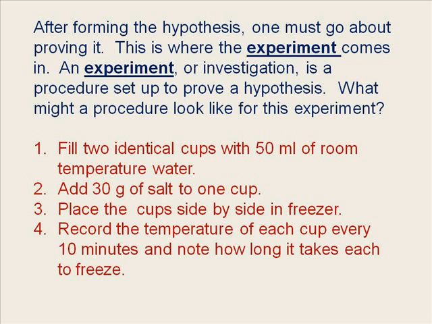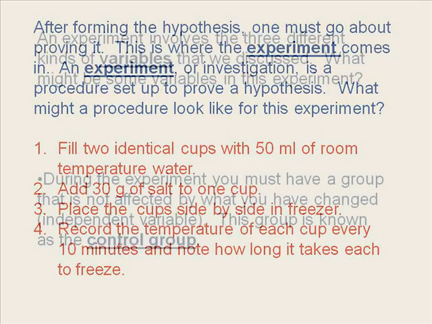Step 1, fill 2 identical cups with 50 milliliters of room temperature water. Step 2, add 30 grams of salt to 1 cup. You'll want to stir this up. Step 3, place the cups side by side in the freezer. And step 4, record the temperature of each cup every 10 minutes, and also note how long it takes each cup of water to freeze.